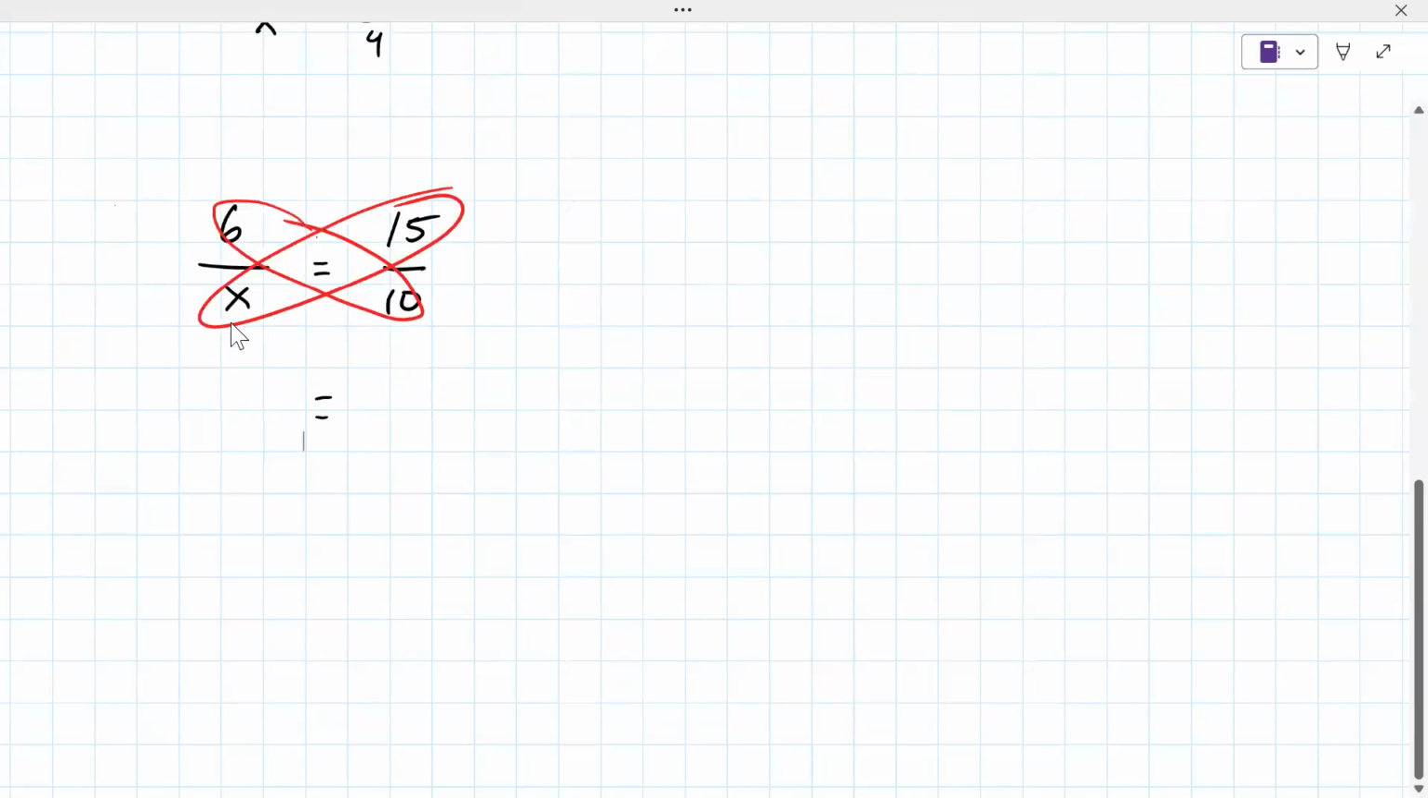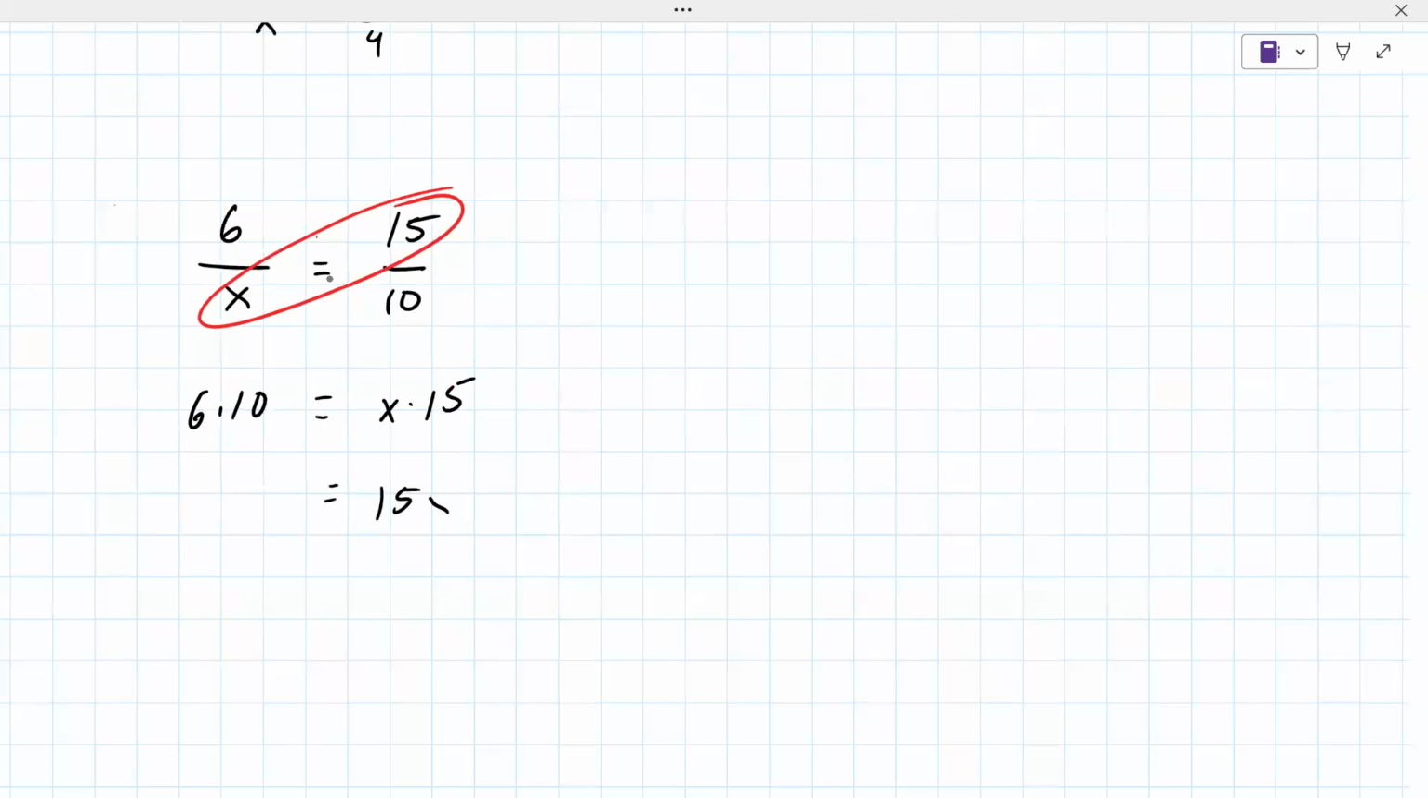Those are not circled. Let's start with the 6 times 10. That would work. And x times 15. Good. So this becomes 15x and 60. You look at the side with the variable, so you divide by 15, right? Yes.